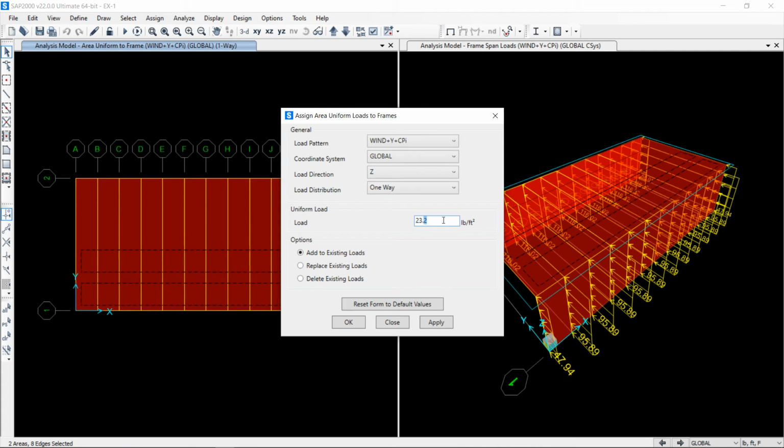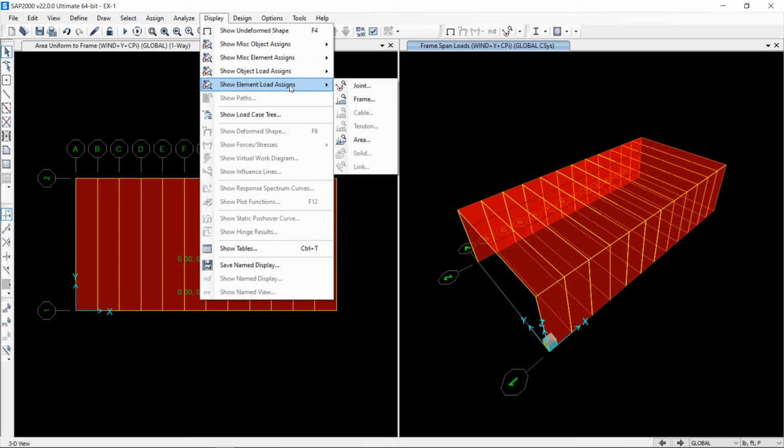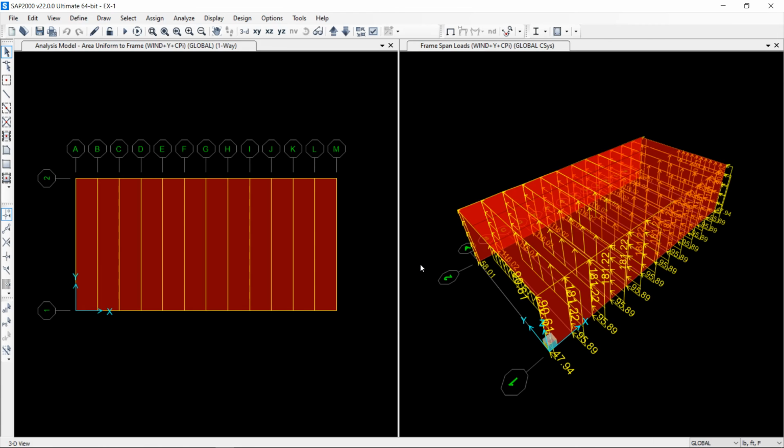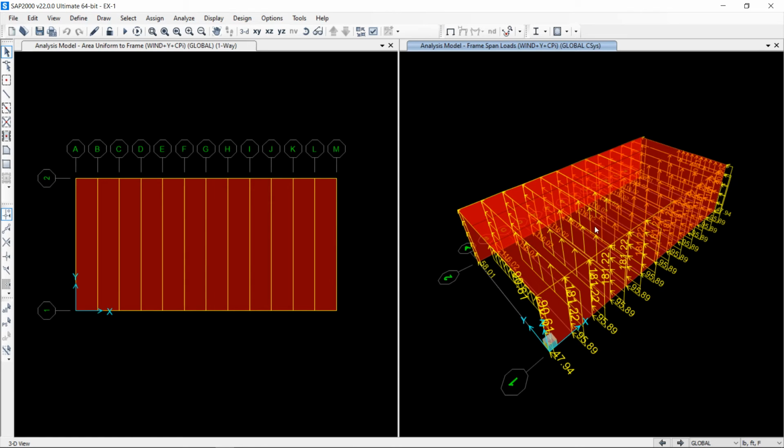So let's apply this load 36.244. It will be acting upward because this is positive, and let us have add to the existing load over here, apply. So now we can see that half of the roof is loaded with 36.244 pound per square foot area load. Let's see over here, display. Yep. So now we can see that half of this roof is loaded and the direction is upward.